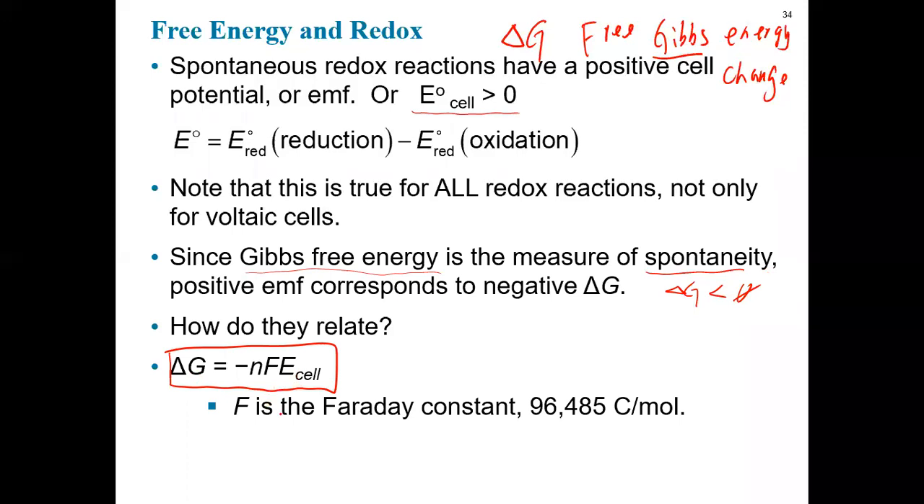What is F? Well, F is the Faraday constant, the number 96485 coulomb per mole. So for every 1 mole of electrons, how much charge does 1 mole of electrons have? The Faraday constant tells us that. For every 1 mole, electrons have 96485 coulomb.